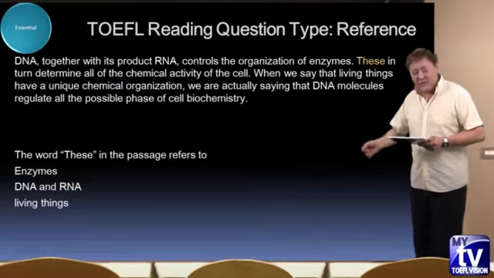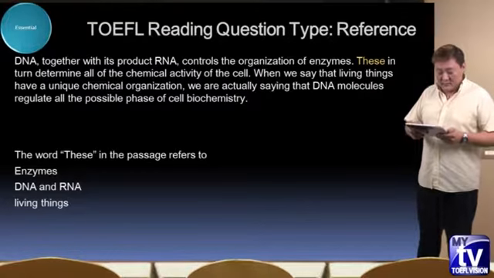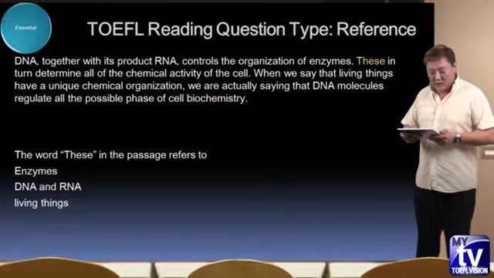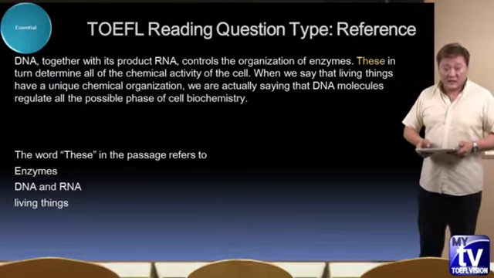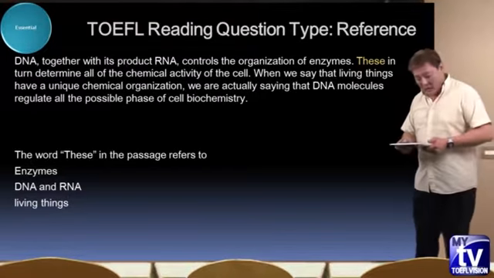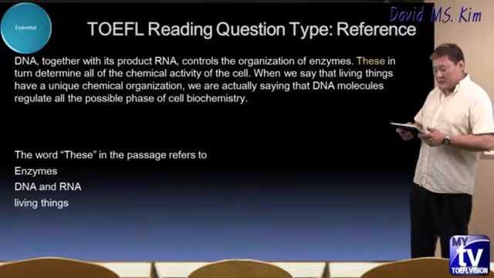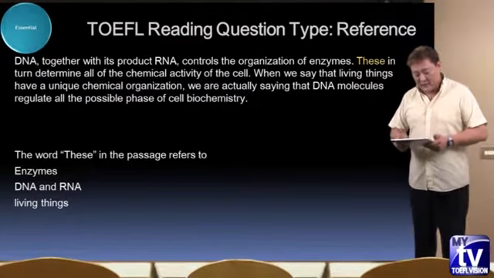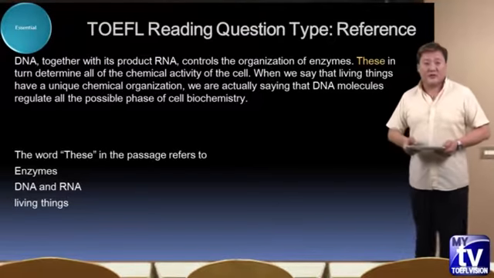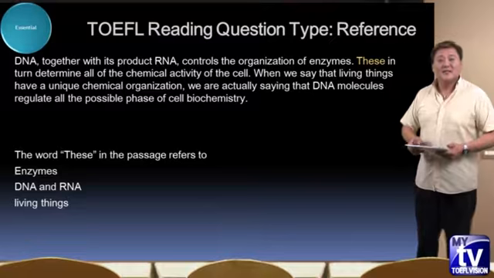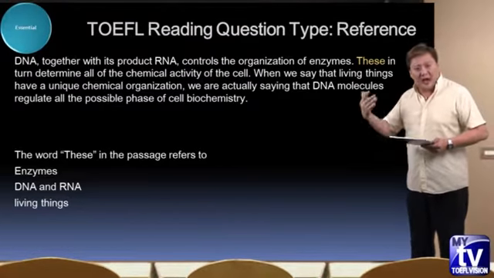I want you to continue to see if the second one works. DNA and RNA in turn determine all the chemical activities in the cell. It does kind of make sense again. Okay, how about this one? Living things in turn determine all the chemical activities in the cell. Your teacher, I'm so sorry, but they all make sense. Grammatically, they all make sense. Now we're going to skip to logic.